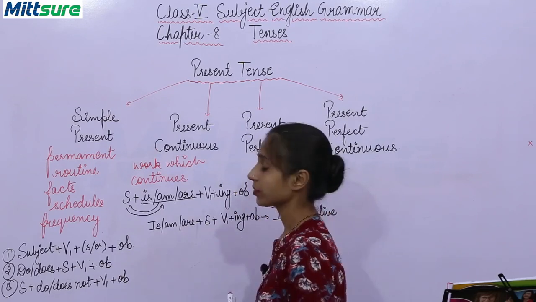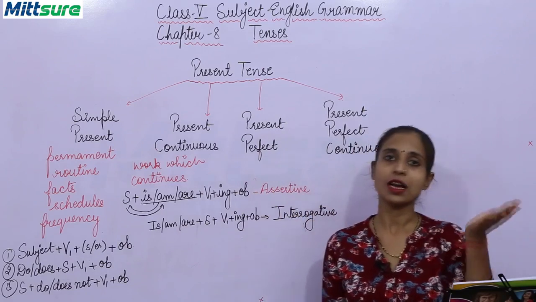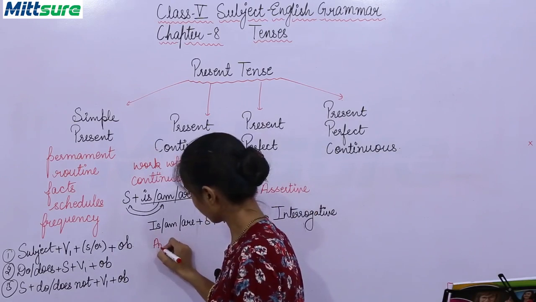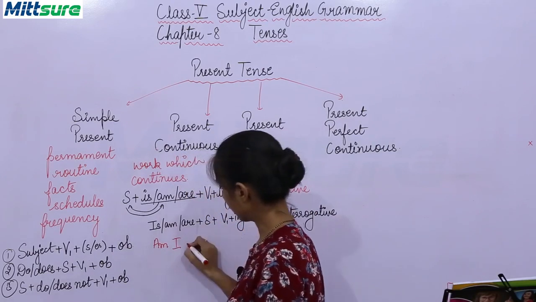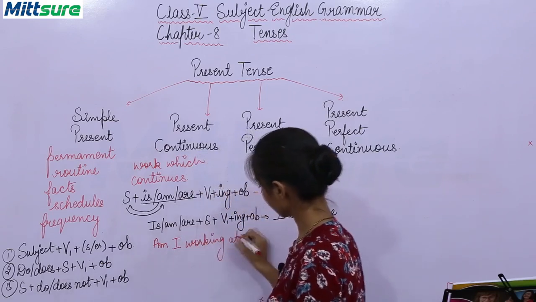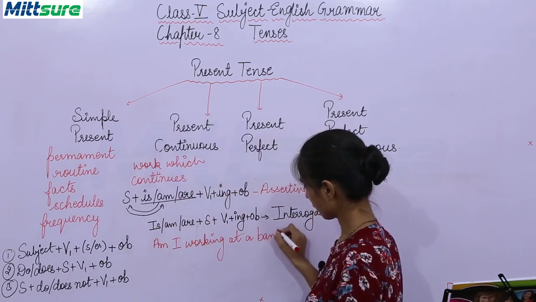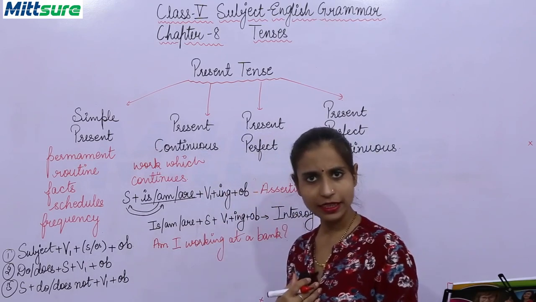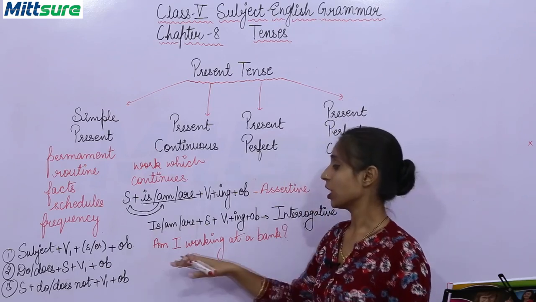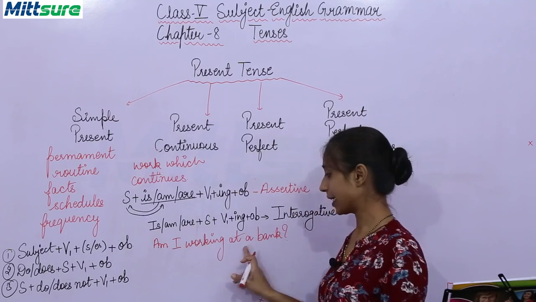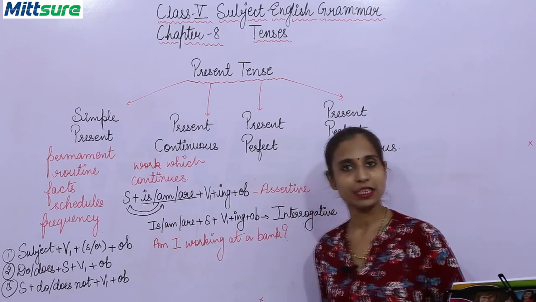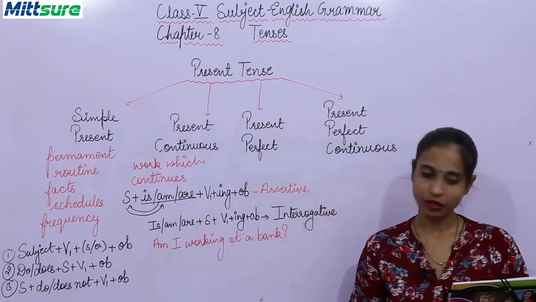See the example. What was the sentence we took? I am working at a bank, right? Am I working at a bank? Am I working at a bank? So, I am working at a bank, assertive sentence. Am I working at a bank, interrogative sentence. I hope you have understood this.